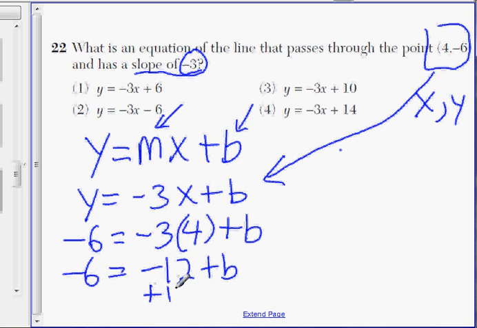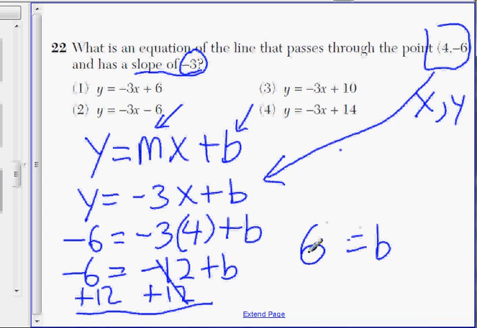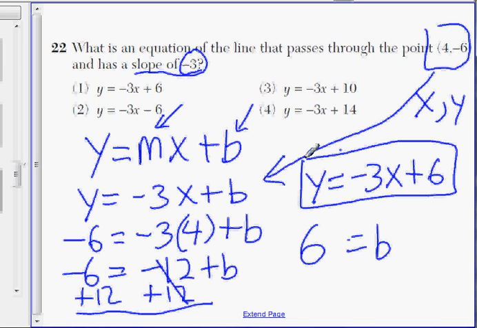Let's add 12 to both sides. And b is equal to 6. So the equation of the line is going to be y equals the slope, -3x, plus 6. And there you have it. That'll be choice 1.